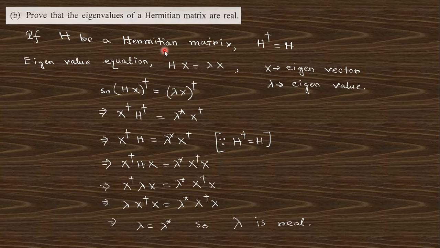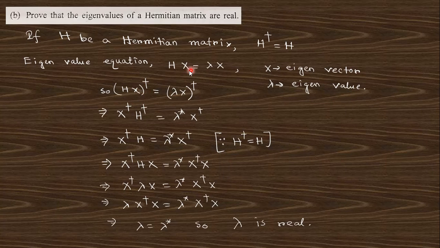So if H is a Hermitian matrix, then the dagger of this matrix, dagger meaning the transpose of the complex conjugate of this matrix, will be equal to this matrix. So the eigenvalue equation is Hx equals lambda x, where x is the eigenvector and lambda is the eigenvalue.